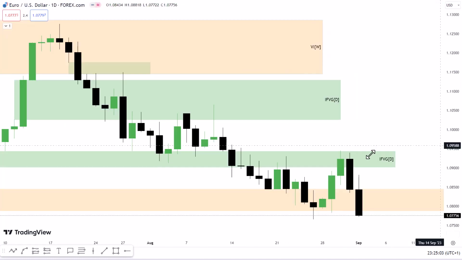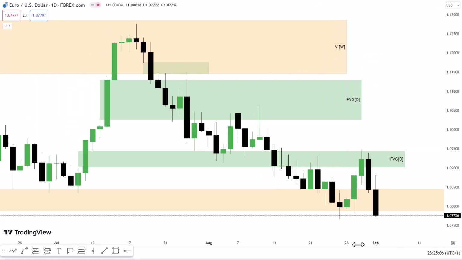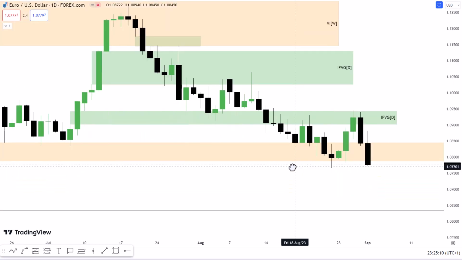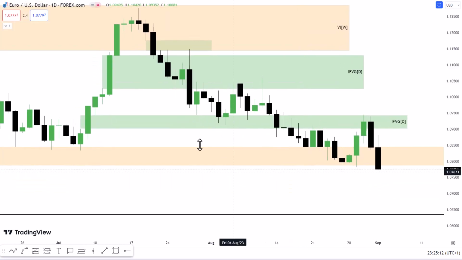Daily time frame Euro Dollar. Okay, so over the past few weeks, days, last week we closed below this fair value gap. It became an inversion fair value gap.